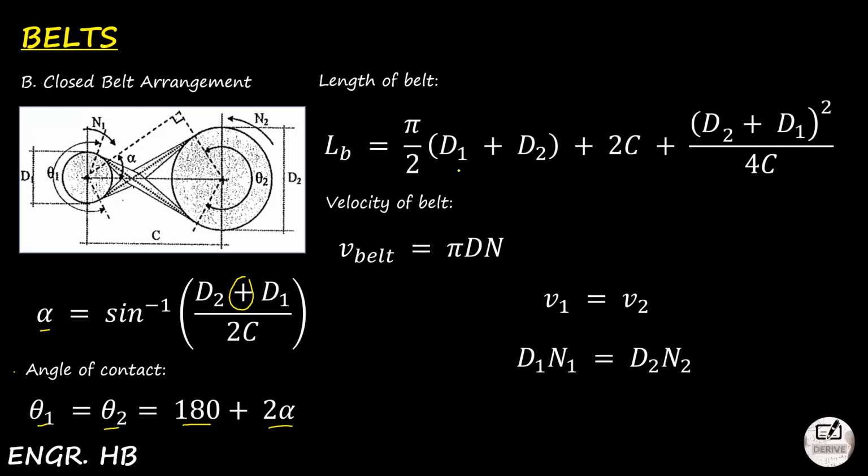So sa length of belt naman, same lang guys. Ang pinagkaiba lang is yung dulo mo, which is sa open ay naka-minus to. Dito naman is naka-plus. So tandaan mo lang yung mga formulas talaga sa open at konting adjustment lang sa close and goods ka na sa formula niya. So velocity of belt, same pa rin naman. Velocity is equal to both sides. So that will become D1 N1 is equal to D2 N2.